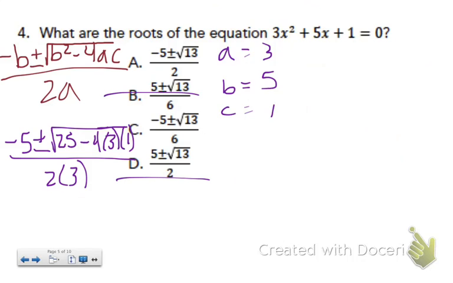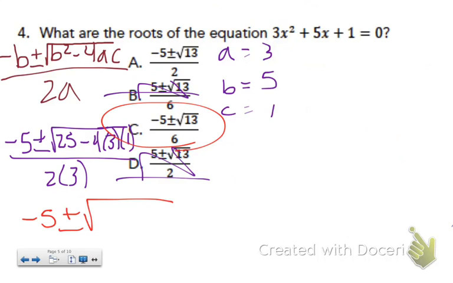And actually, I can keep simplifying, but from there, you can already eliminate b and d, because it has to be negative 5, so it can't be those. Okay, and then also, from there, you already know the answer, because 2a has to be on the bottom. 2 times 3 is 6, not 2. So it has to be letter C. But if we kept simplifying, you would see that you get negative 5 plus or minus the square root of 25 minus 12, which is 13, over 6.